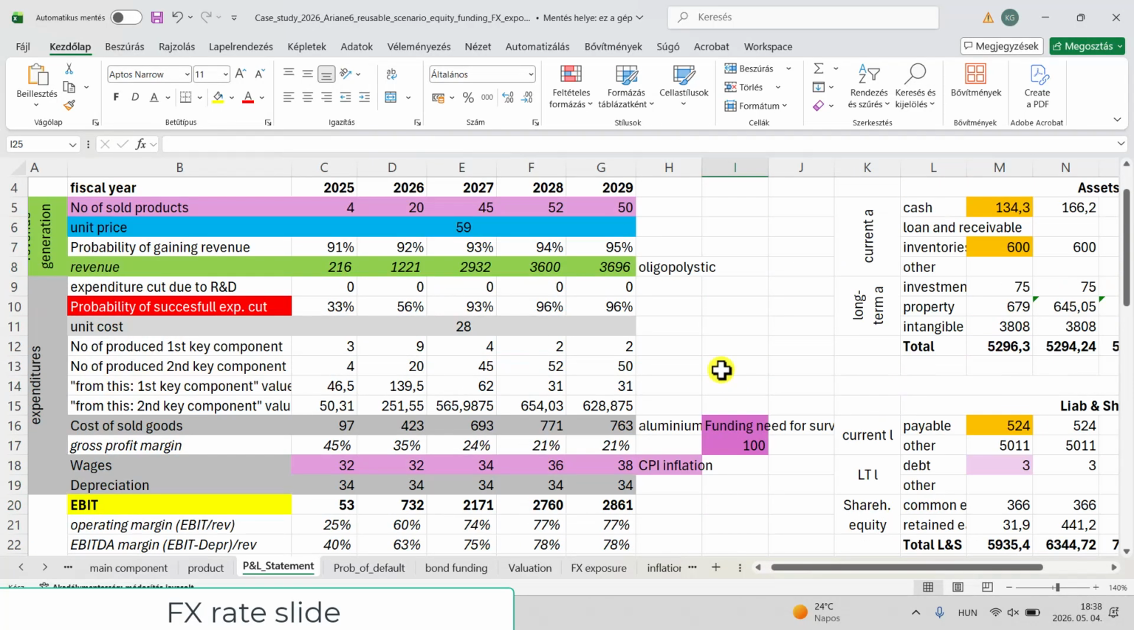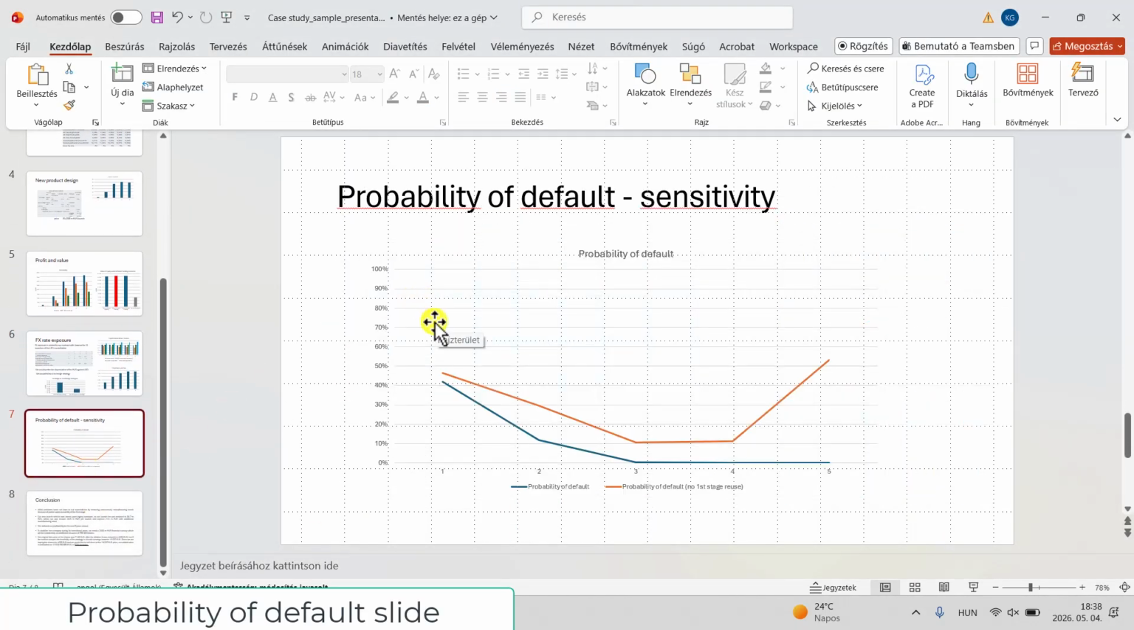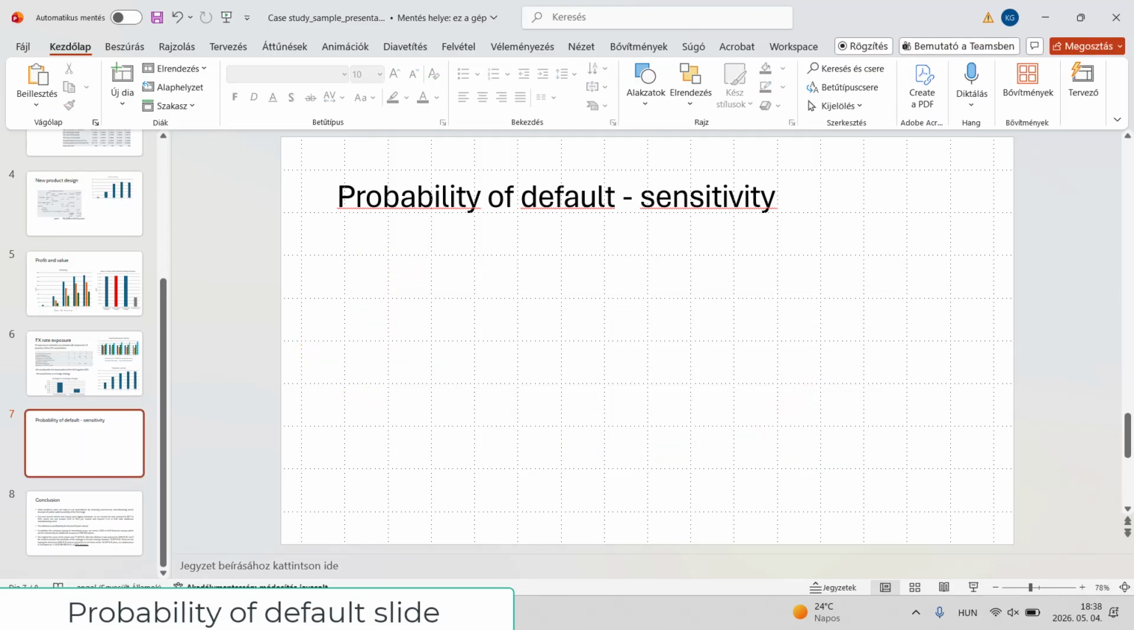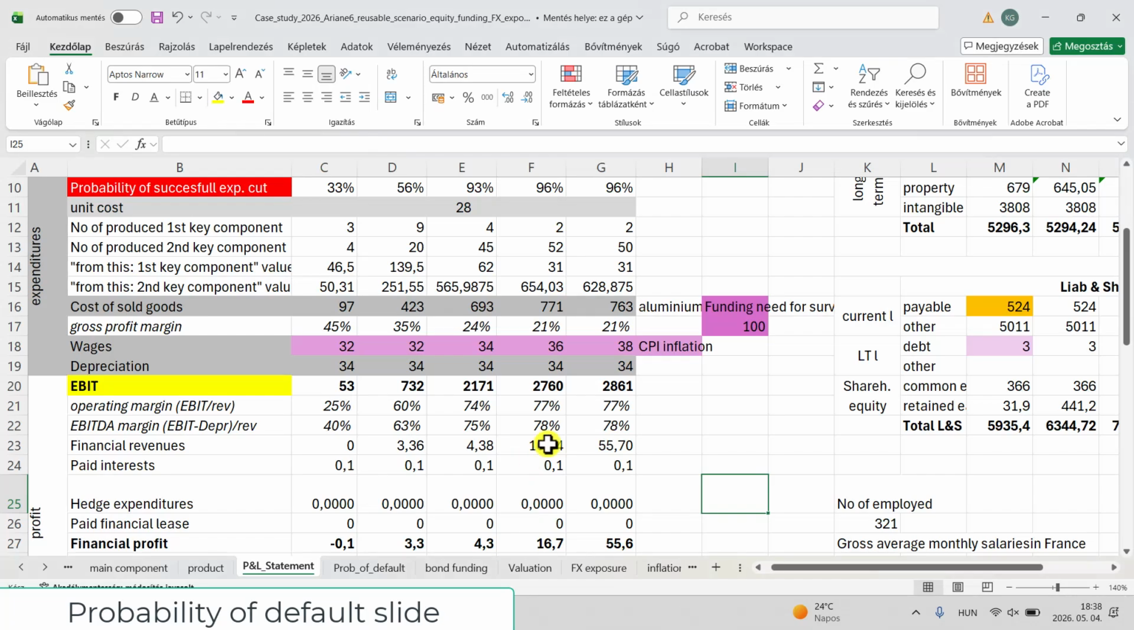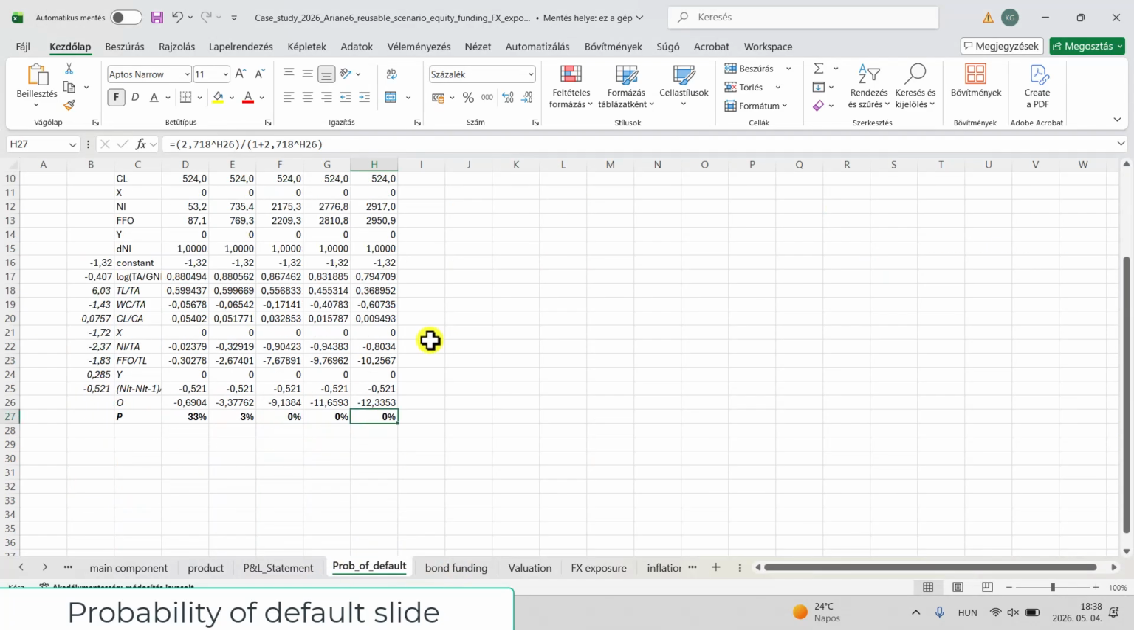Then let's see, what do we have? Probability of default, so or sensitivity. Again, this is useless. Let's go for fancy data sets. And this is probability of default here.